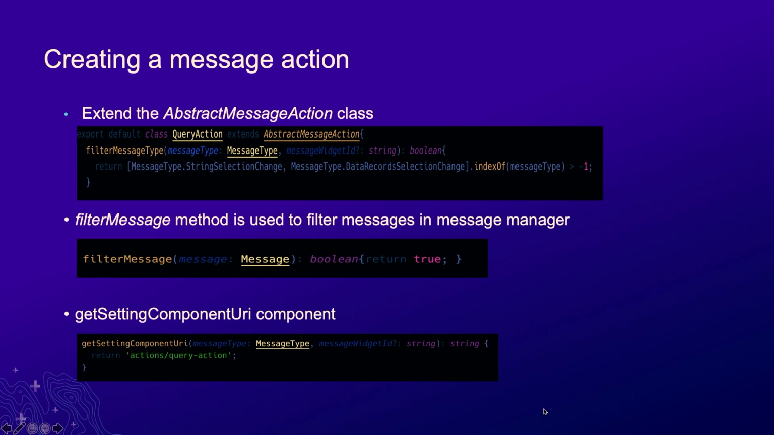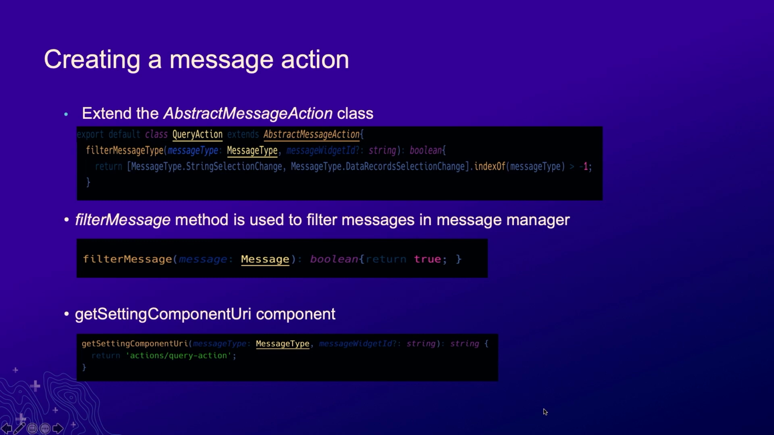First, what you'll need to do is extend the abstract message action class. In here, there are several methods and functions that will help you develop message actions. The filterMessageType method is used to filter the available actions. In this code snippet, it returns the string selection change and data records selection change message types. The filterMessage method is just used to filter messages in the message manager. We have managers for theme, for widget, for data sources, etc.